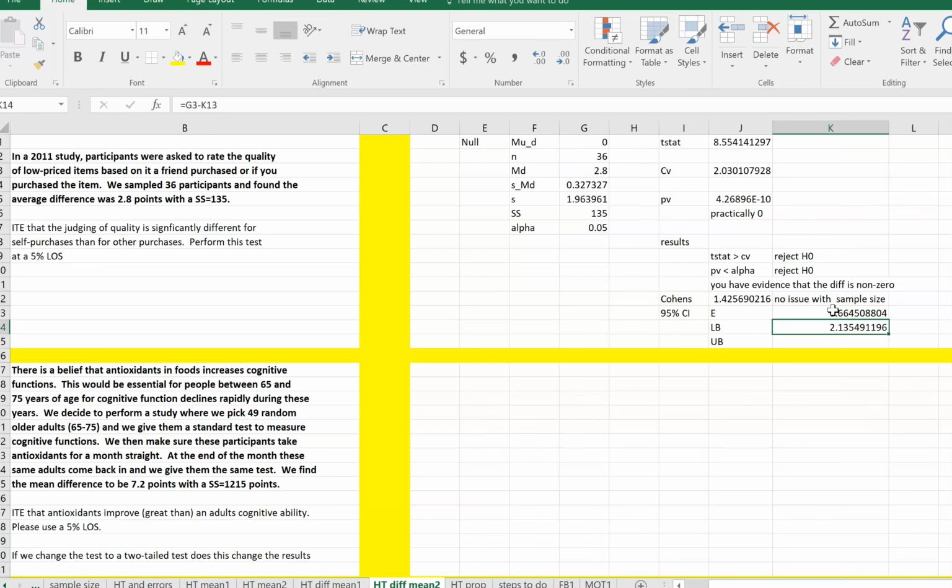There's a low point of 2.1 difference points. What's the worst case scenario? What's the upper bound? It would be yours plus the margin of error. So with 95% confidence, I believe the judging quality is off between 2.1 and 3.4 points. That's what I know for sure.